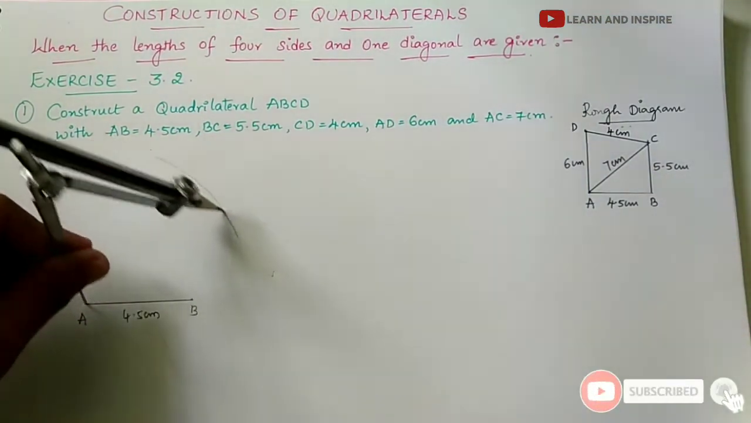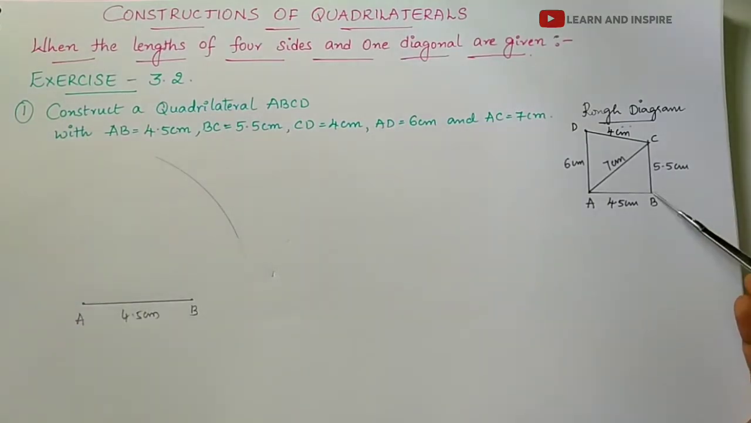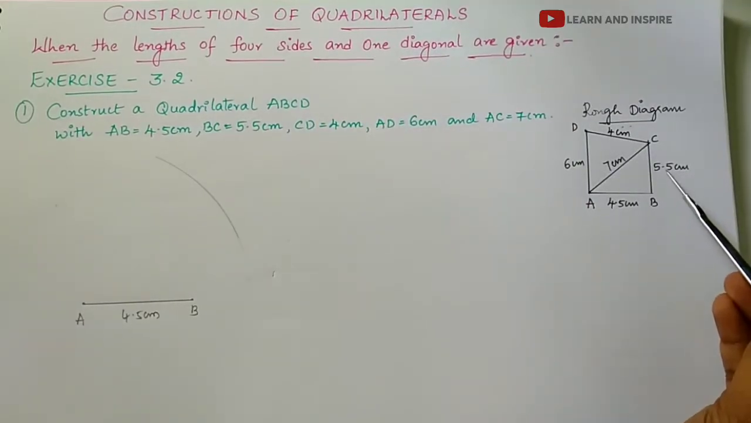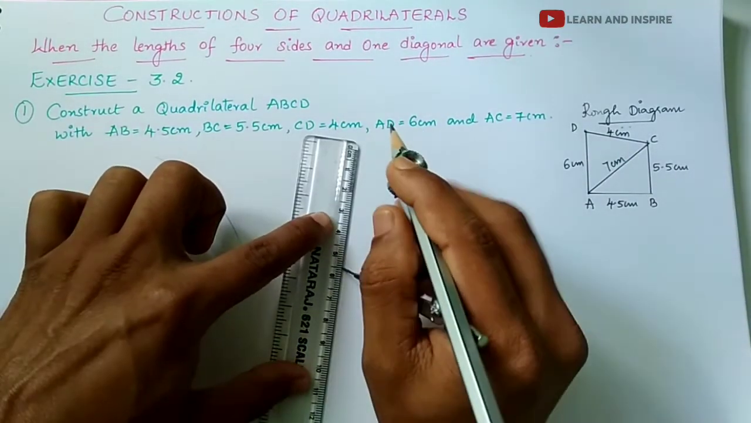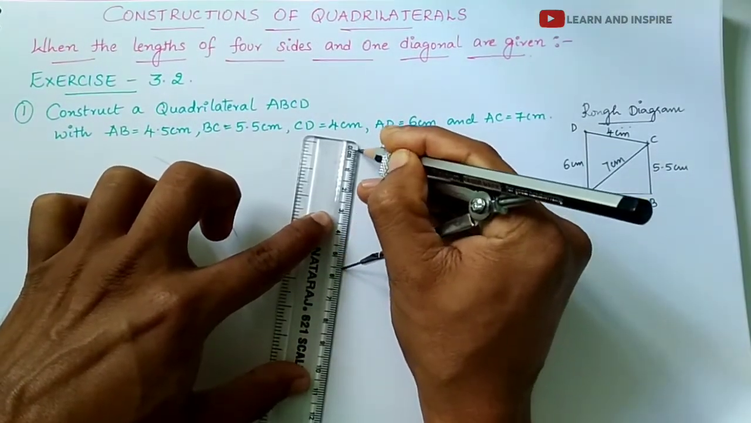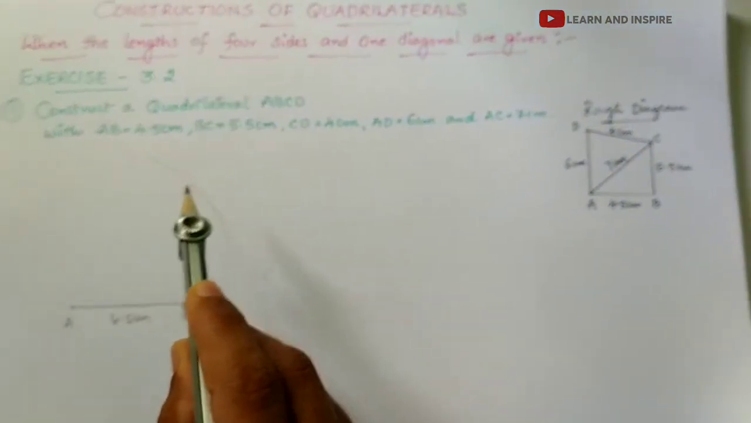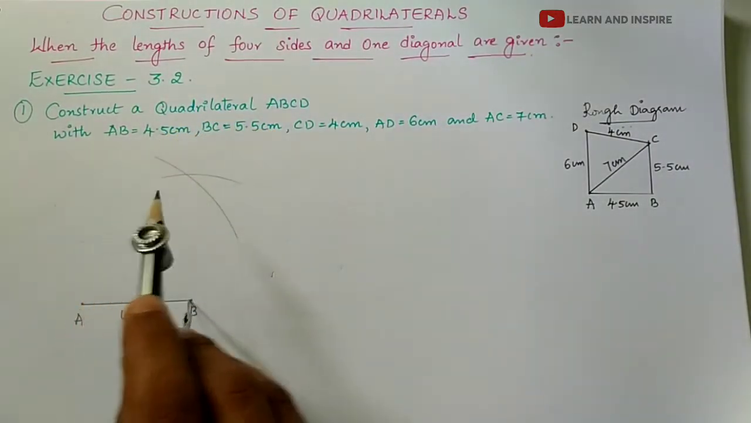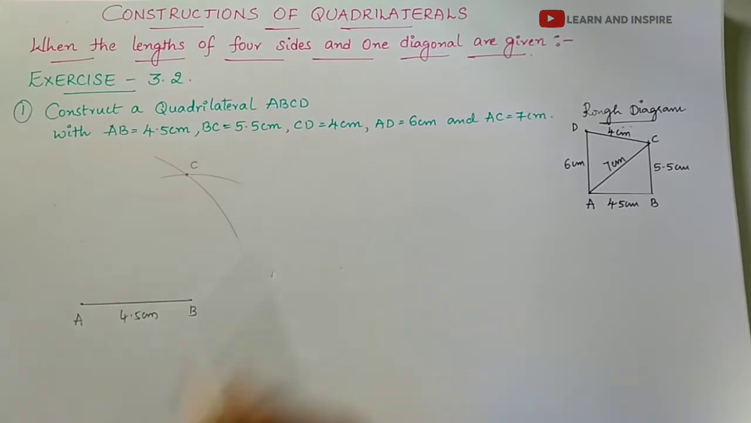So this is 7 centimeters with A as center. Draw an arc. Now the next step, with B as center, radius 5.5 centimeters, cut the previous arc. So we have to cut this arc by taking radius 5.5 centimeters. So this is radius 5.5 centimeters with B as center. With B as center, cut the previous arc and name this intersecting point as C.